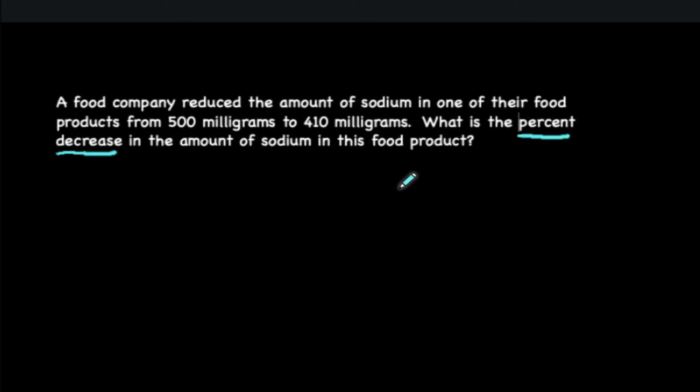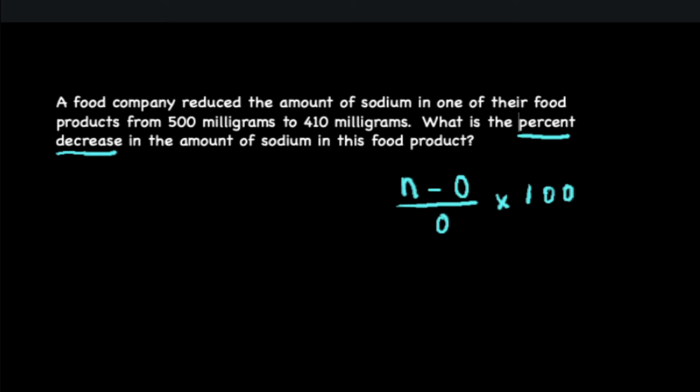Okay, so I like to write it this way. So I'll say N for new, minus old, over old, times 100. Or the old can stand for original amount. Okay, so now let's go ahead and read this problem thoroughly. So we have a food company reduced the amount of sodium in one of their food products from 500 milligrams to 410 milligrams. What is the percent decrease in the amount of sodium in this food product? Okay, and so if you get a negative percent, that is telling us that that is the decrease, okay? But your final answer will be in the positive, okay? Since we know that we're talking about a percent decrease.